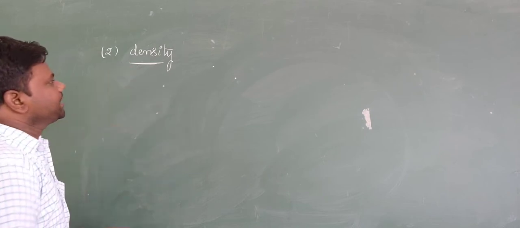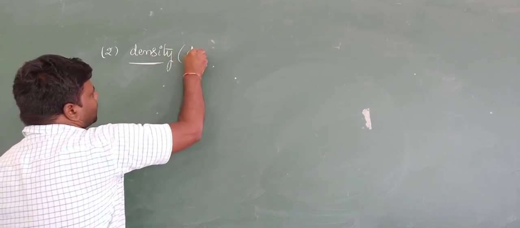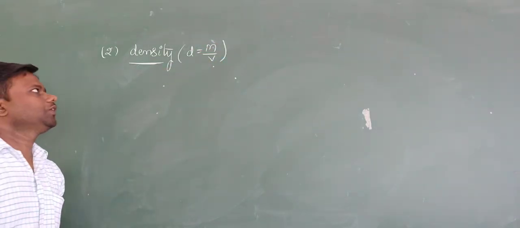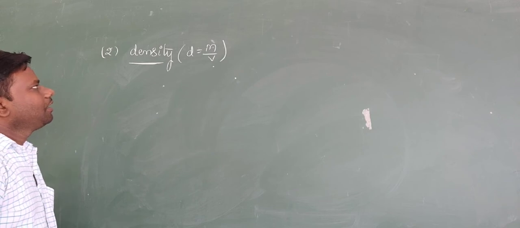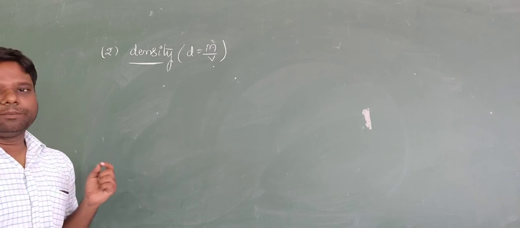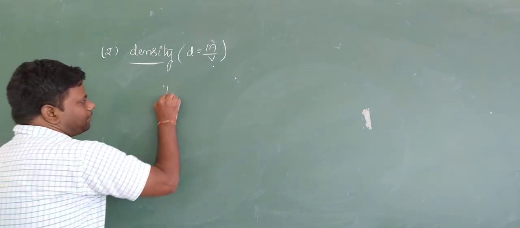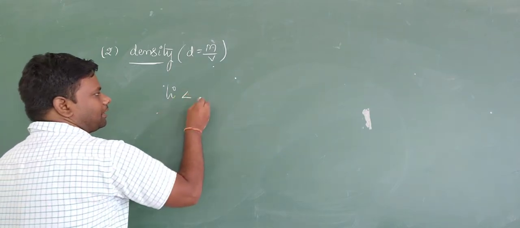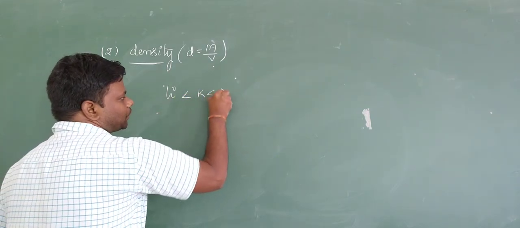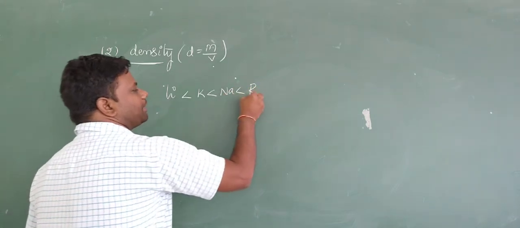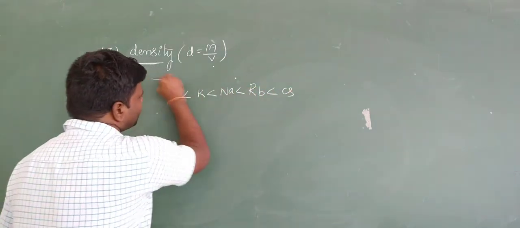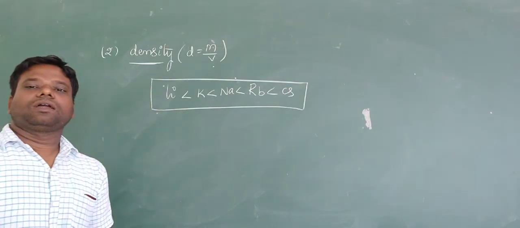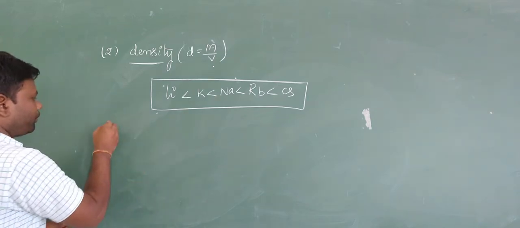Second property, density. Do you know that density is equal to mass by volume? Look here. The order of the density for alkali metals is lithium less than potassium less than sodium less than rubidium less than cesium. This is the order for density of alkali metals.